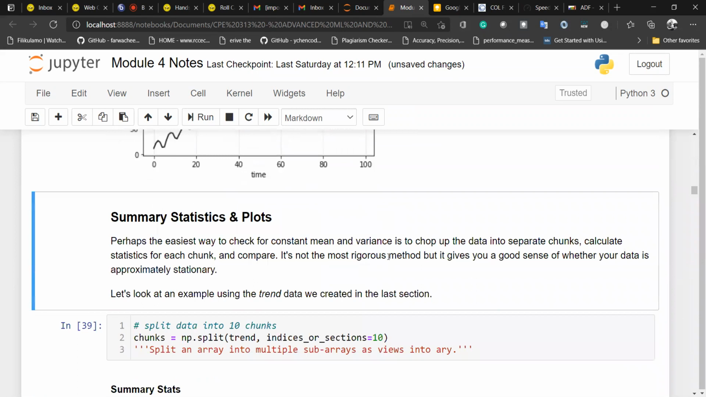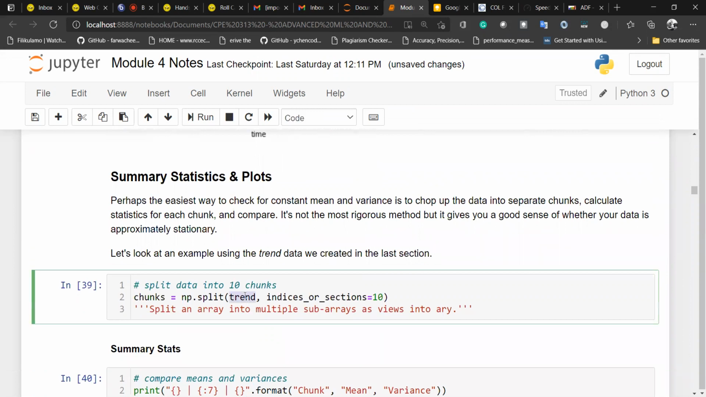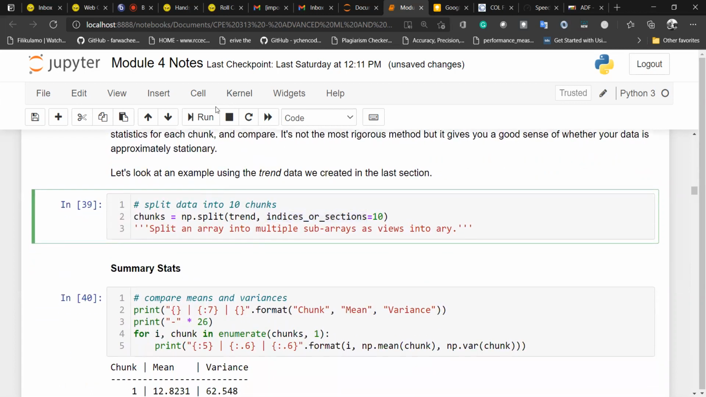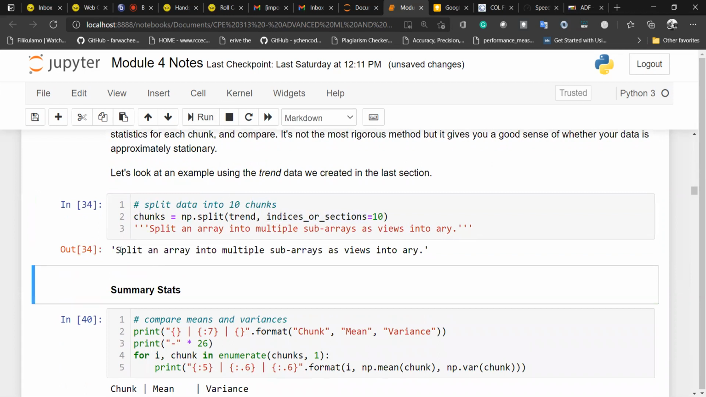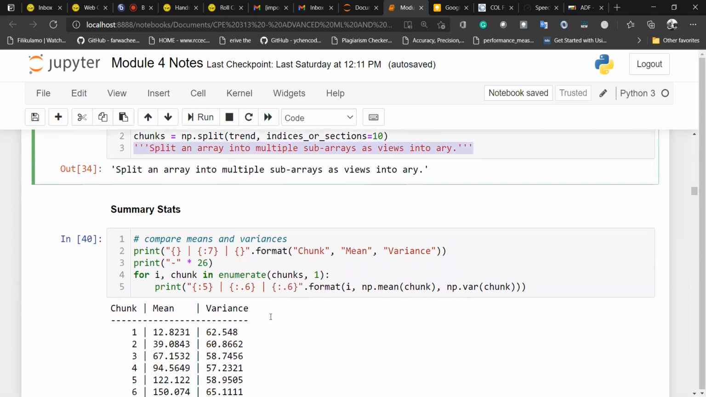Okay? So let's try to use the summary statistics and the plots. We'll try to split the data into 10 chunks. You can see here that the data we used is the trend. We split it into multiple sub-arrays. We used split into 10. So we'll try to run this. And there, it is now split. So that is the multi-line comment.